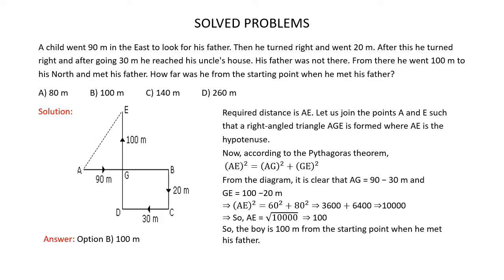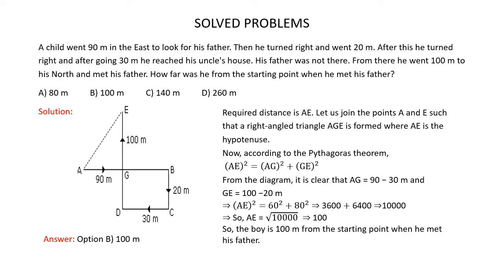Now we are asked to find how far was he from the starting point when he met his father. So the boy meets his father at point E and the boy's starting point is point A. So the required distance that we have to find out is AE. So first let's join the points A and E such that a right angle triangle AGE is formed where AE is the hypotenuse. Now according to the Pythagoras theorem, AE squared is equal to AG squared plus GE squared.